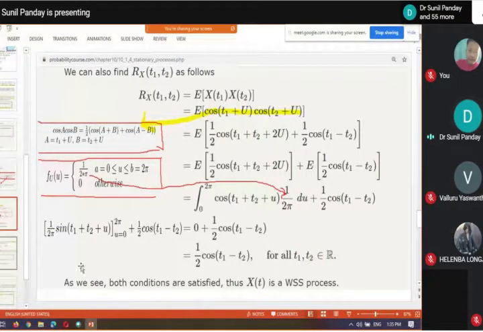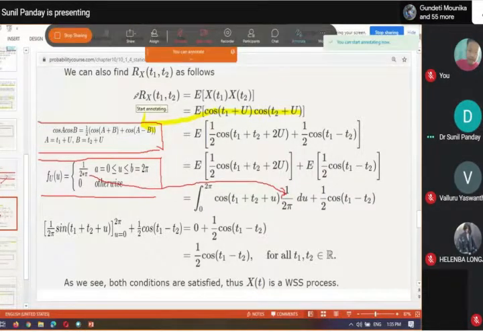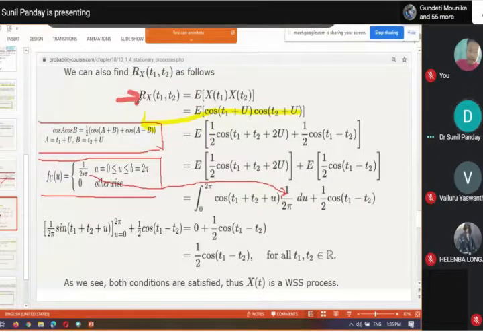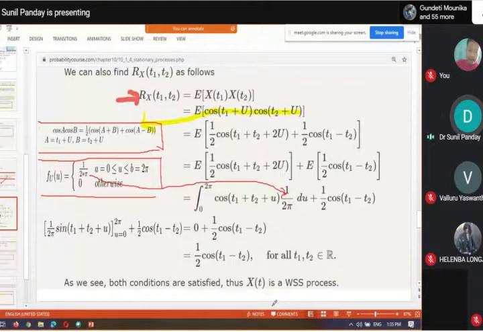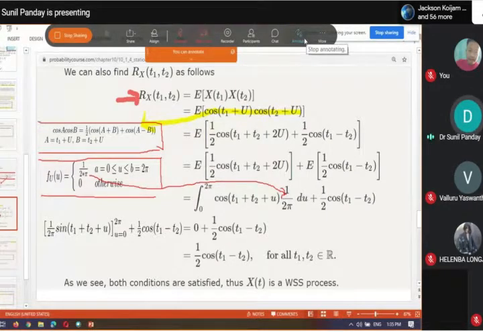Okay, so we can say that the given random process is wide sense stationary because its autocorrelation function is a function of t1 minus t2, and its mean function is constant, independent of t.